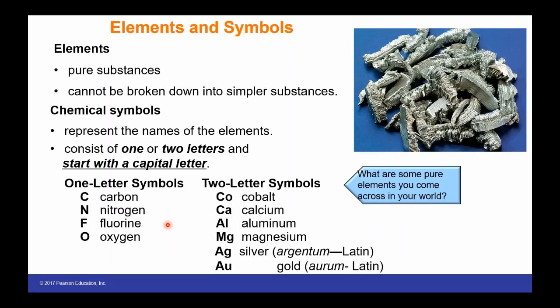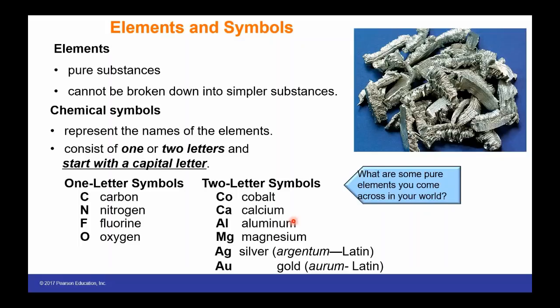Notice that we have our one-letter symbols such as carbon, nitrogen, fluorine, oxygen. And notice over here we have two-letter symbols such as cobalt. Notice that the second letter is a lowercase. If I have two capital letters next to each other and they're representing elements, know for a fact that it is a compound. It is not an element. An element, if it's got a two-letter symbol, that's a capital and a lowercase letter, it's going to be one element.